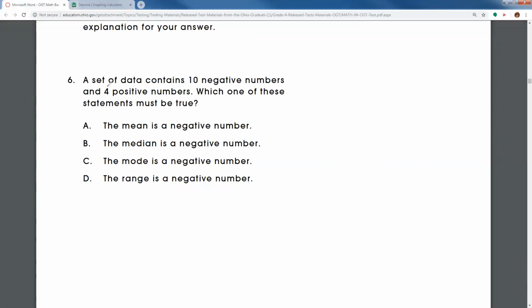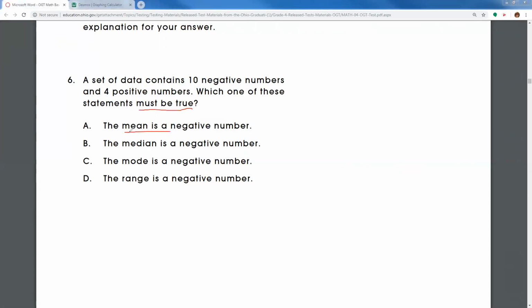Okay. So a set of data contains 10 negative numbers. They don't tell you the 10 negative numbers. It could be any 10, negative 1 million, negative 5, any 10 negative numbers, and 4 positive numbers. Which of these statements must be true? So not could be true, but must be true no matter what.